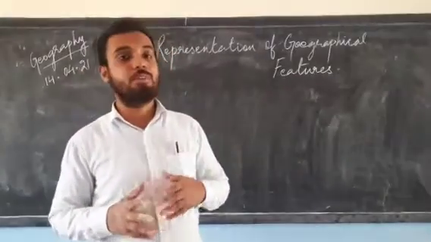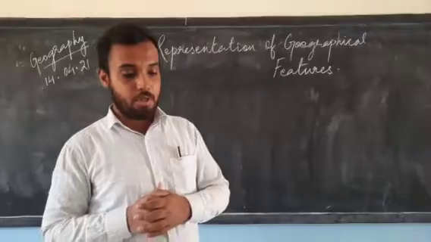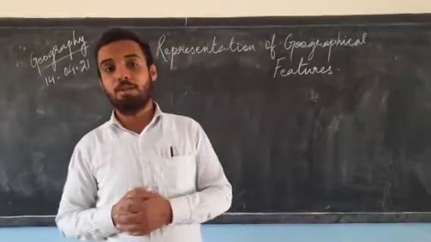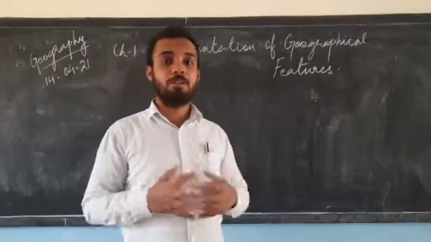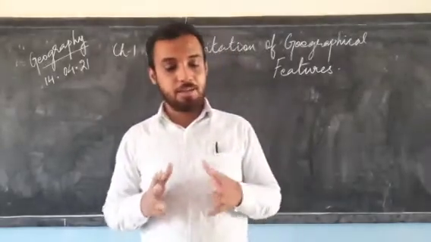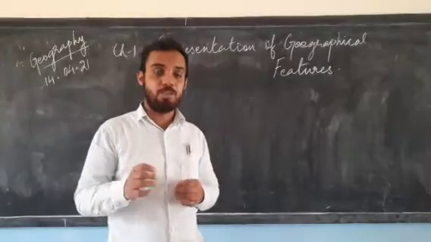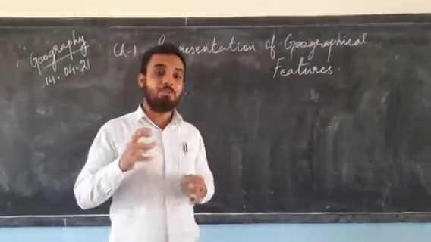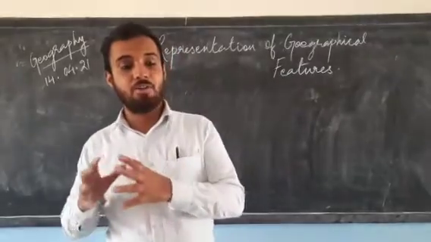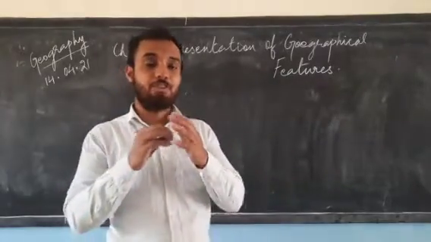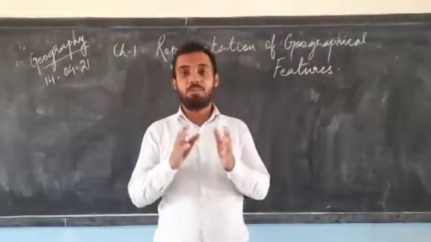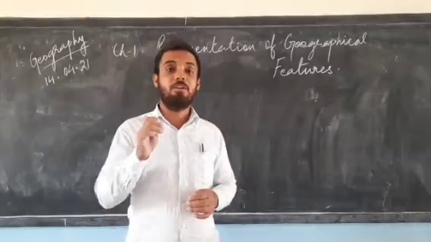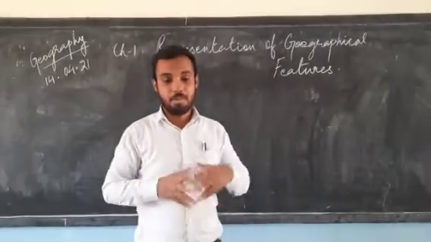Now, while talking about the different types of maps, we have large scale maps and we have small scale maps. Now, what are large scale maps? Large scale maps are maps in which a small area of land is represented on a large space. A small area of land represented on a large space is called a large scale map.